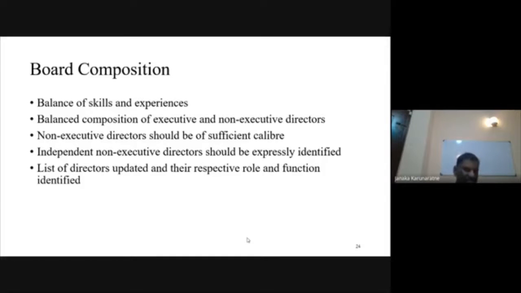There are limitations with respect to those also in the Banking Act corporate governance directions, so that you need to maintain a certain number of positions. But in general, if you don't have a limit for a particular industry, this is very important. The list of directors should be updated and their respective roles and functions identified. So you need to update the list of directors and also have their roles and functions identified.